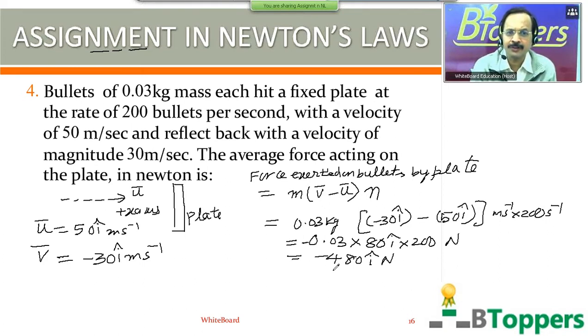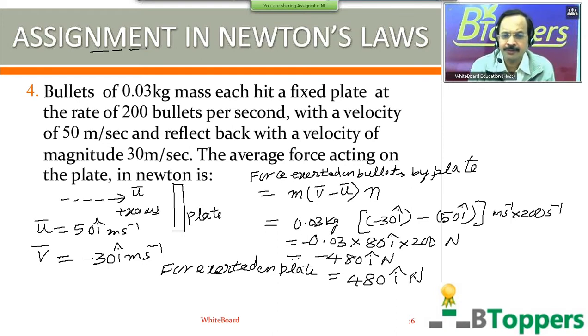So that is the direction. Negative sign indicates that force on bullets by plate is directed away from the plate. From Newton's third law, the force exerted on plate, I mean average force, exerted on plate by the bullets will be equal and opposite to this. That can be written as 480 i cap Newton, because action and reaction forces are equal in magnitude but opposite in direction. Action is equal to negative of reaction. So therefore, if reaction force is minus 480 i cap Newton, action can be written as 480 i cap Newton.